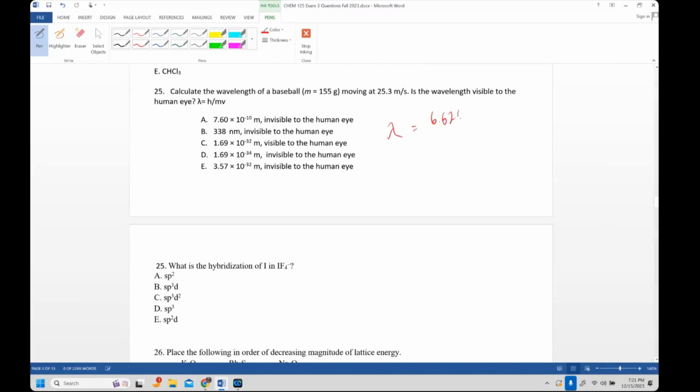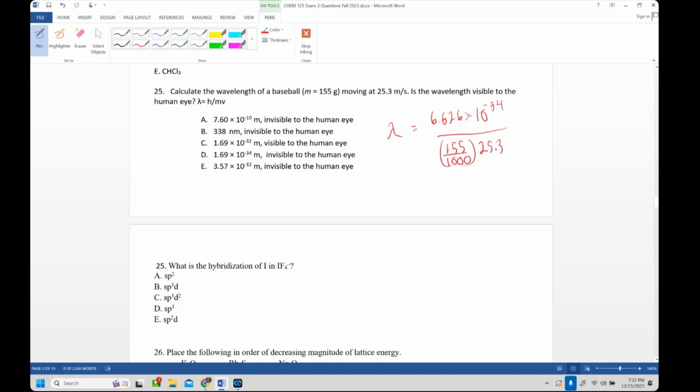So our wavelength equals h, which is 6.626 times 10 to the negative 34, and that's in joule seconds, divided by our mass, which is 155, times our velocity, which is 25.3 meters per second. And this mass should be in kilograms. So it should be like that.